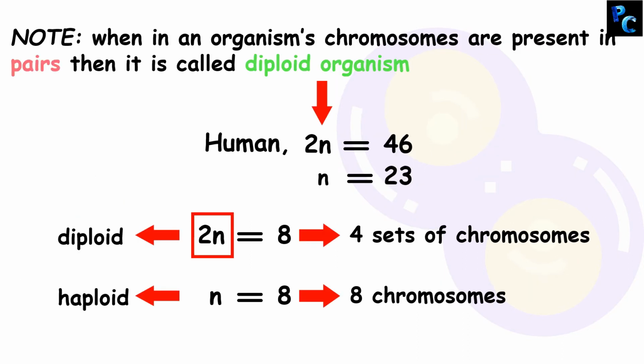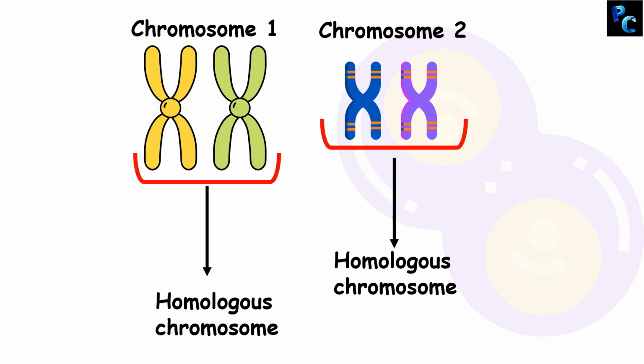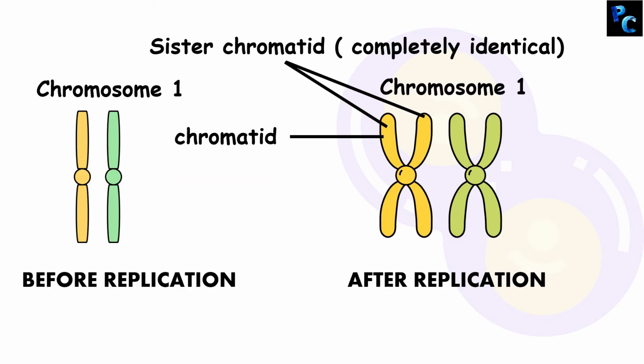Let's recap. When chromosomes are present in pairs, it is called diploid and written as 2n. In humans, 2n is equal to 46. That is, humans have 23 pairs of chromosomes. Paired chromosomes are called homologous chromosomes, which means they are similar. Before cell division, the chromosome duplicates by the process called replication, and thus we have the sister chromatids. So basically, after the cell has replicated and not divided, it will have double the number of chromosomes. That is, in humans, it will have 92 chromatids.